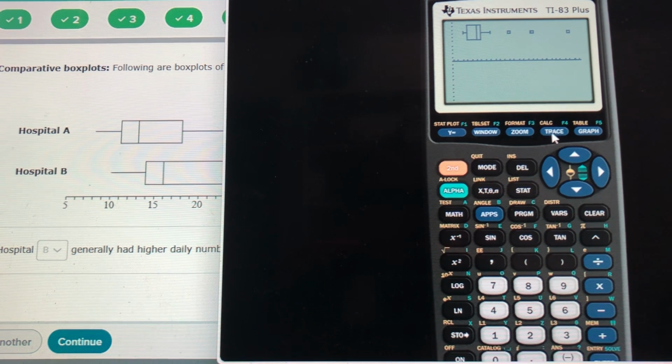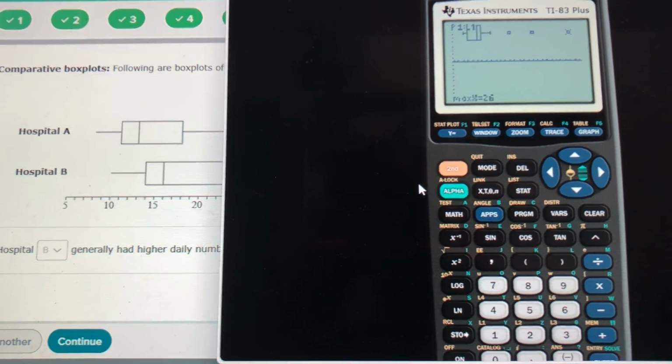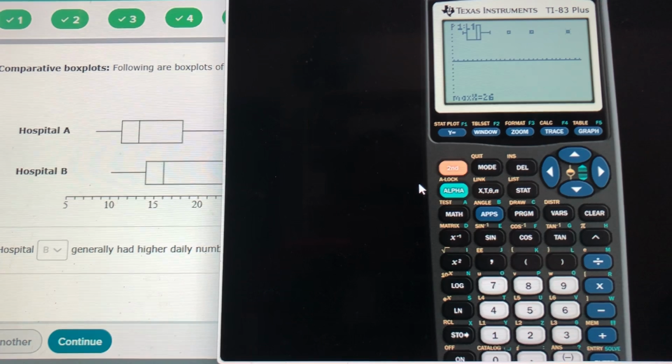And you can hit trace to see all the numbers. If you hit trace at the bottom, it shows you the minimum's 3. Right arrow to the lower quartile 4. Right arrow to the median 6. Right arrow to the upper quartile 7. The other whisker stops at 9 because apparently 9 is the biggest number that's not an outlier. And then 13, 18, and 26 are all outliers. So even the calculator will show you all this.